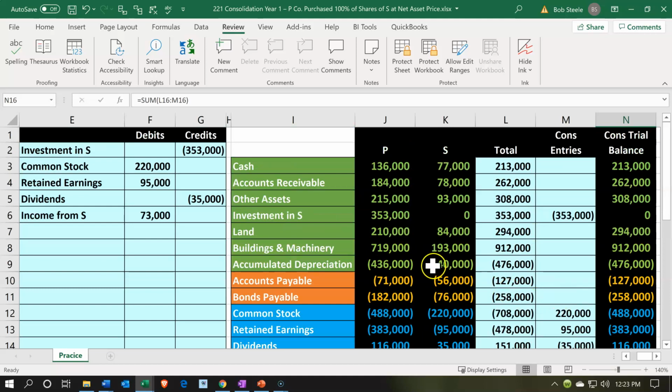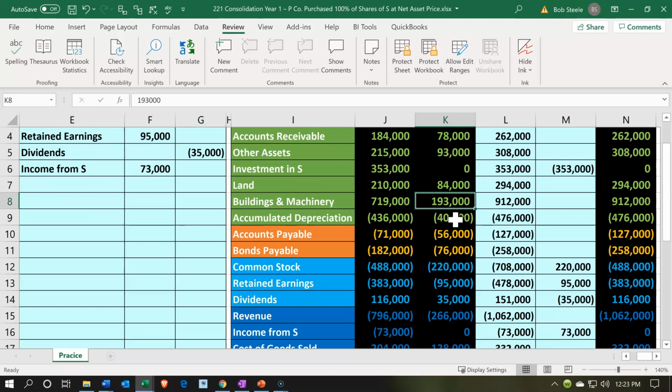Now we also have this issue, however, with the building and machinery and the accumulated depreciation. So basically what we're going to say here is that at the point of purchase, we're going to revalue, in essence, the building and equipment at that point in time. So let's take a look at it. It'll make more sense if we look at it.